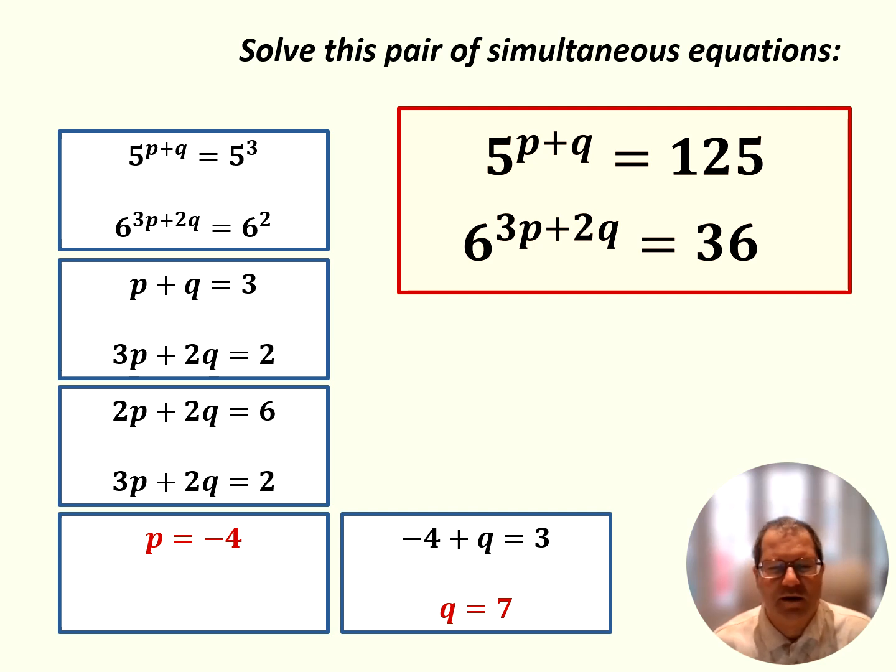This, as it says, is a pair of simultaneous equations, but neither of the coefficients of p nor q are the same. But if you say double the first equation to get 2p plus 2q equals 6, then now both of the q terms have a coefficient of 2, and we can just subtract. 3p take 2p is p, but 2 take away 6 is negative 4, so the value of p is negative 4. Substituting that back into any of the equations, but p plus q equals 3 is the simplest, gives us negative 4 plus q is 3, from which q is 7.